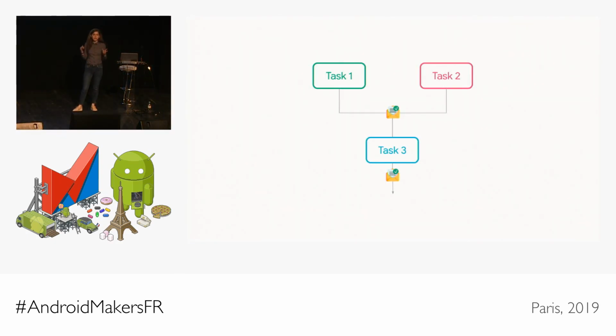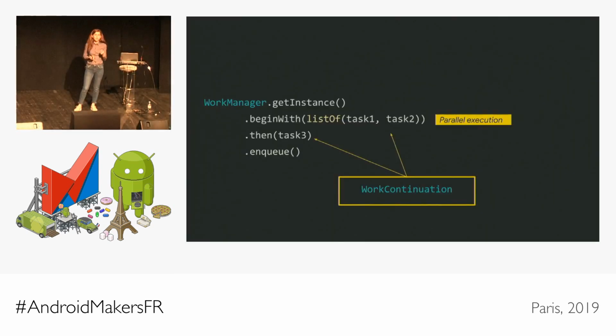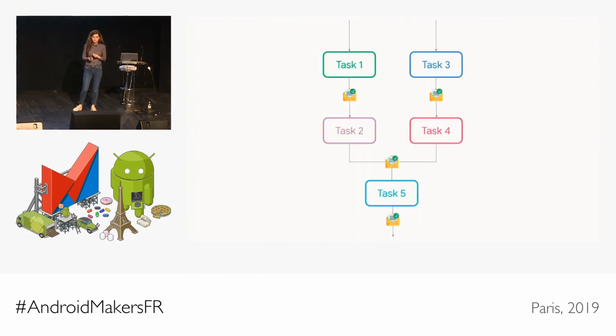We have task 1 and task 2 that work in parallel, and the output of those 2 tasks will actually represent the input for task number 3. In terms of code, we will use almost the same approach. The difference is that to begin with, we will use a list of task 1 and 2. So there we will have a parallel execution, and after that we will continue with task 3. In the same situation as previously, we get a work continuation for those methods.